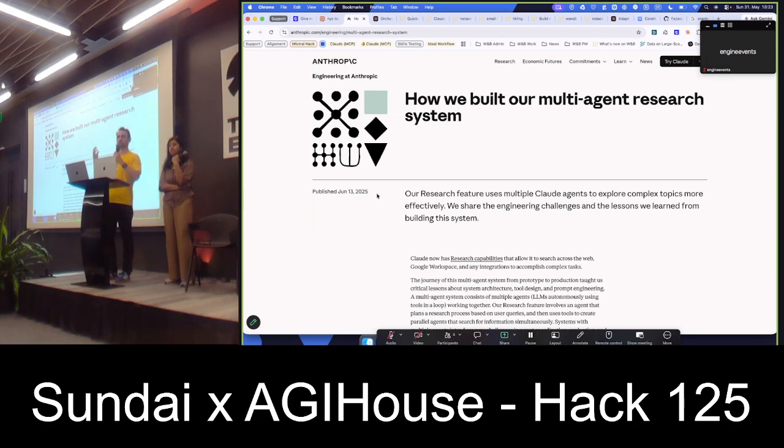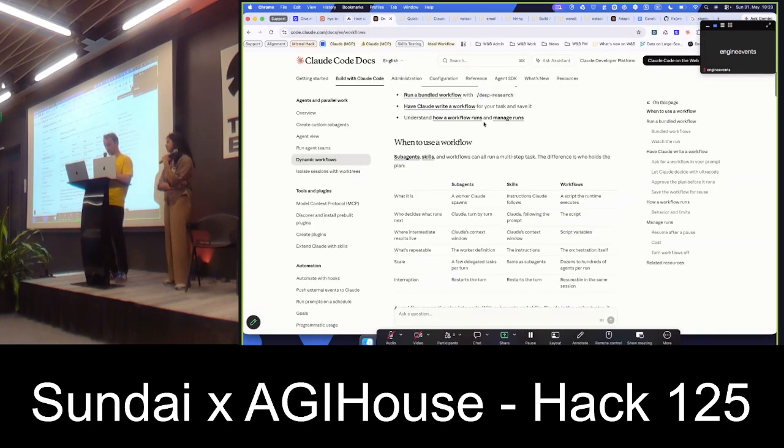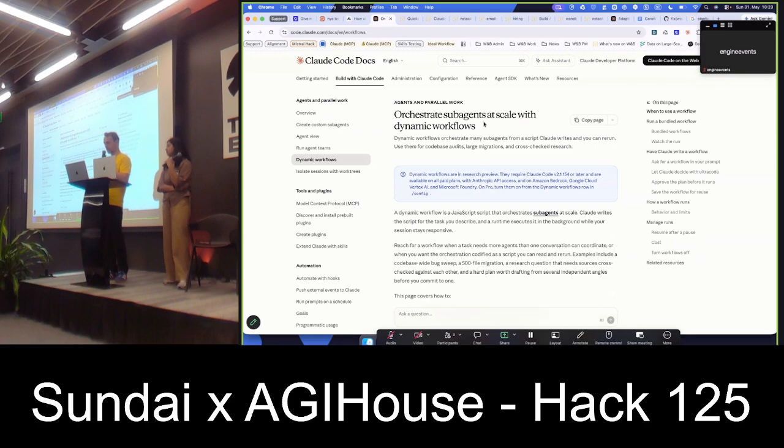The intuition is just that you can spend more tokens on a complex problem if you split up the context window across different sub-agents. And then there's a couple of other points, as Uma mentioned. One very cool thing that I'll just quickly show you is dynamic workflows. And this came out while we were flying in from San Francisco.